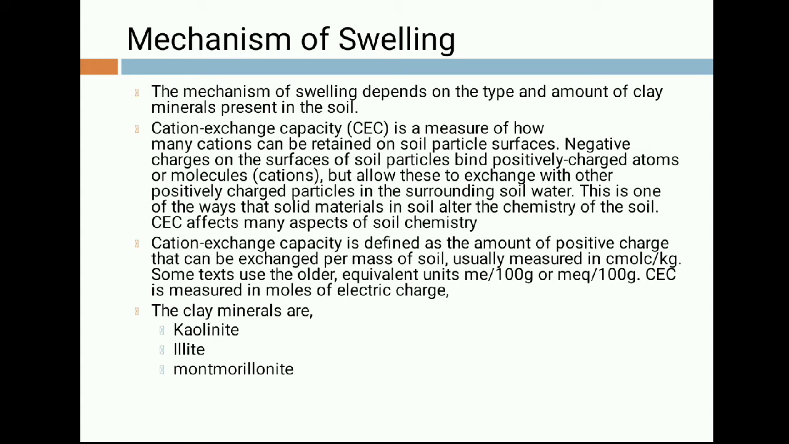Some texts use the older unit, which is called the equivalent unit, ME per gram, which can also be represented as MEQ per 100 gram. CEC is measured in moles of electric charge.